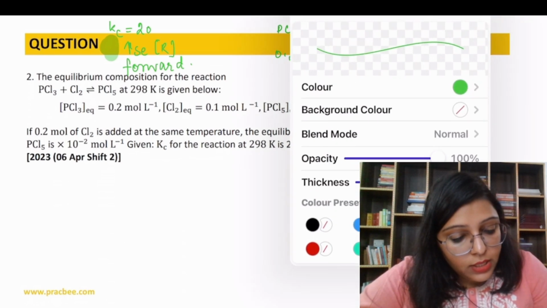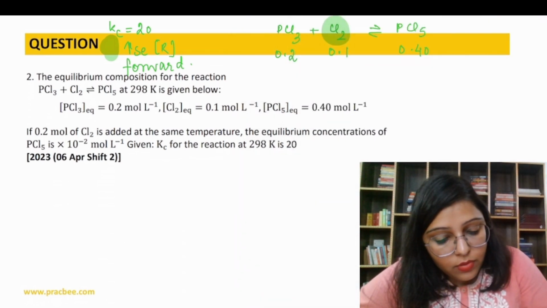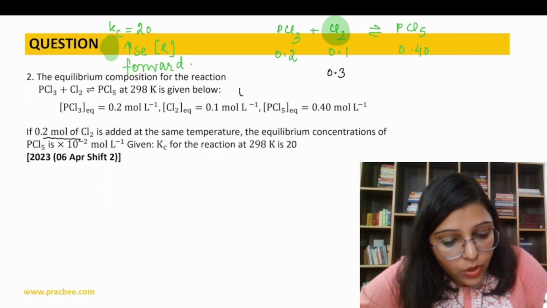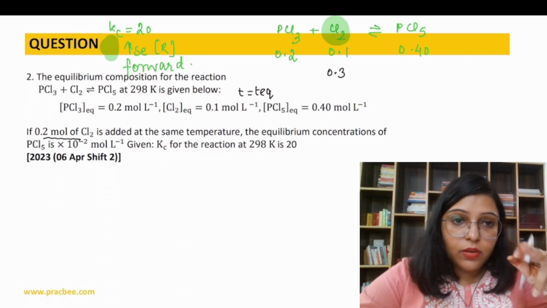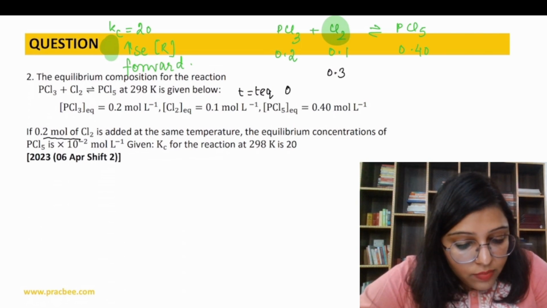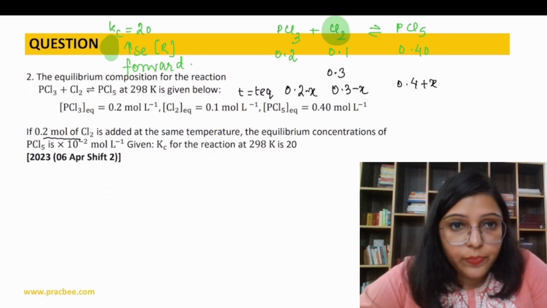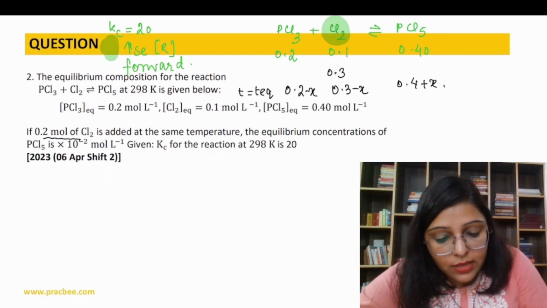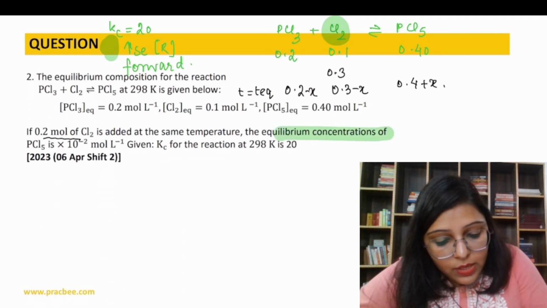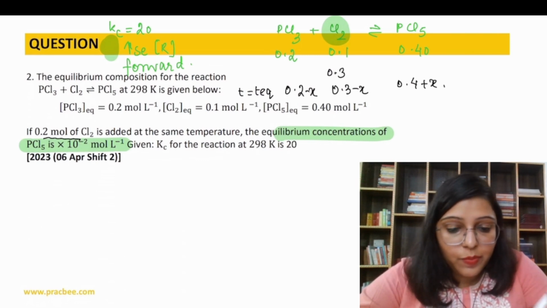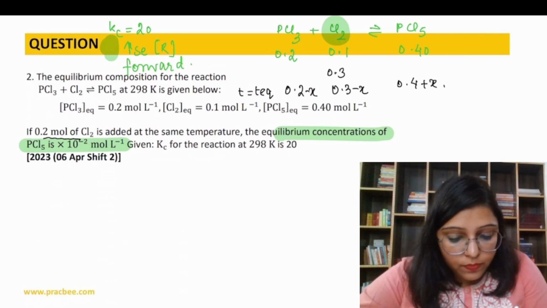So it means now 0.2 mole of Cl2 is added, so here we have 0.3. Now the system will re-establish the equilibrium. So here we write 0.2 minus x, here 0.3 minus x, and here 0.4 plus x. Clear? Now let's solve it. We have to find the equilibrium concentration of PCl5, and report the answer in terms of 10 to the power minus 2. So see how to solve.